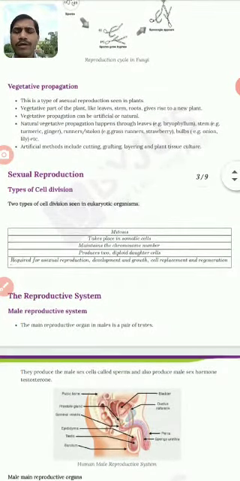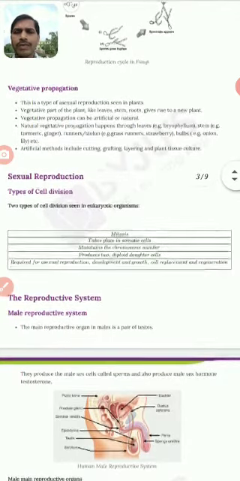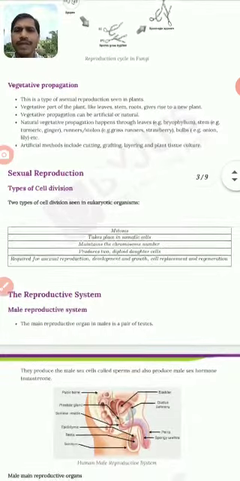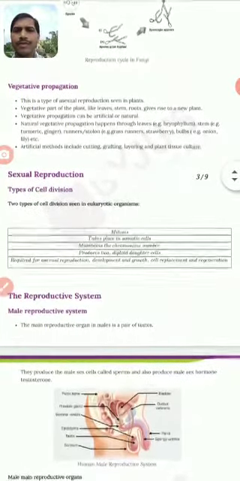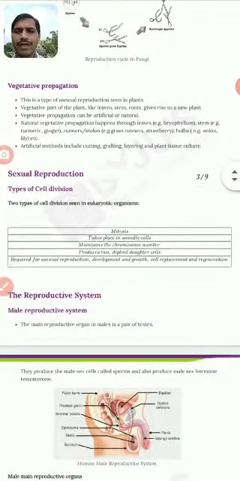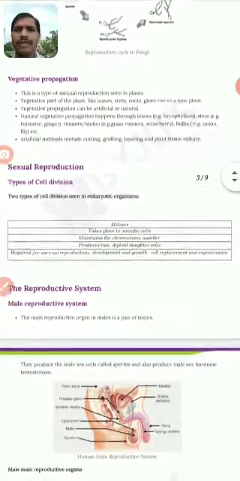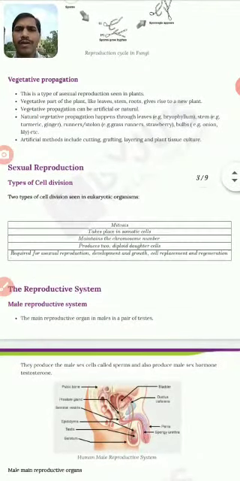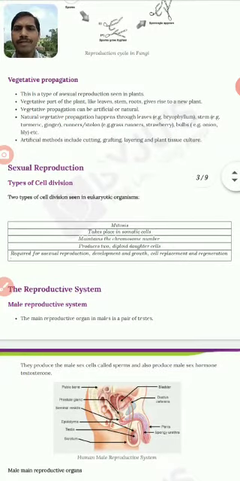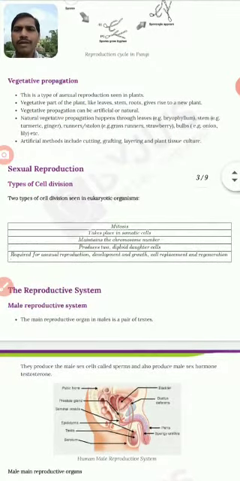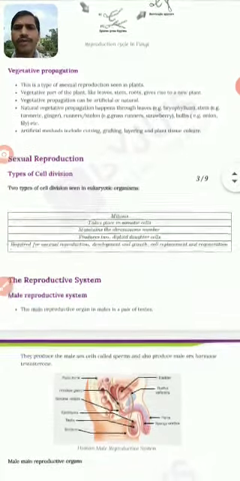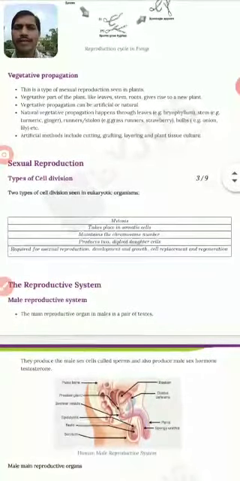One important method of asexual reproduction is the artificial method, that is cutting, grafting, layering, and plant tissue culture. So let us discuss cutting. In cutting, say for example in sugarcane, the nodes of the sugarcane which can produce buds are planted 3 centimeters below the ground, and in due course of time it germinates into new plants.